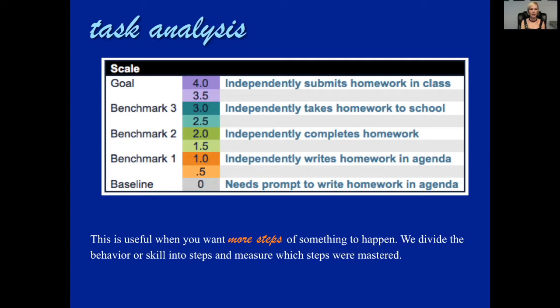And we will have task analyzed this and written it into our strategies and have a method in place for implementing this to support the student. In this case, we would probably use backward chaining, where we would support the student all the way through the process, except with the last step. And then once the student had the last step, then we would stop prompting the second to last step. And so we would be able to measure where the student was on needing prompts. So we simply divide the behavior or skill into steps and we measure which steps were mastered.